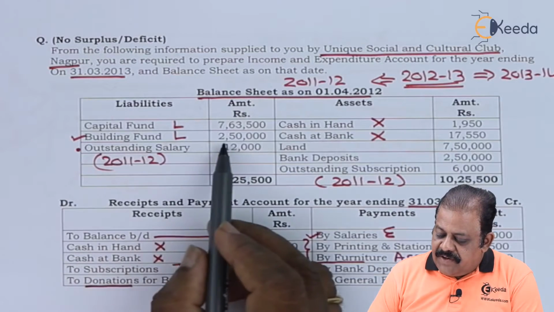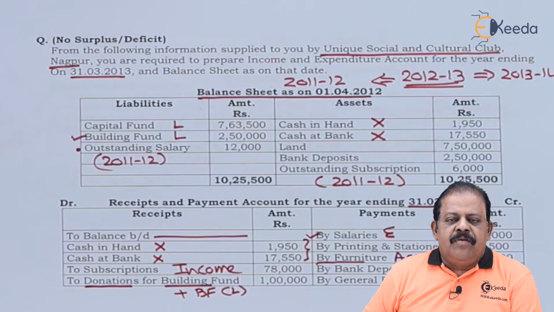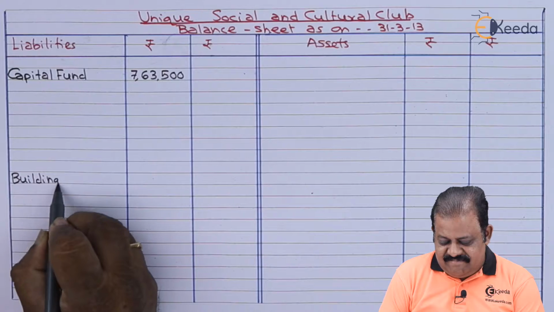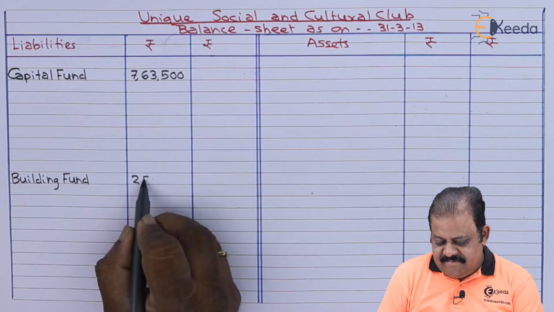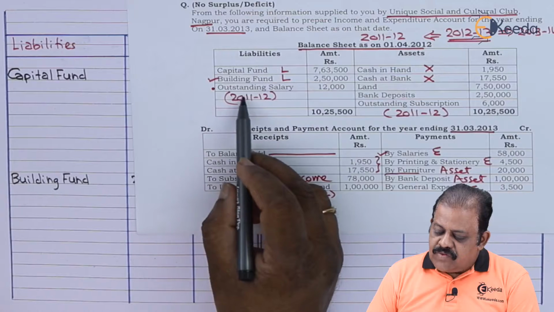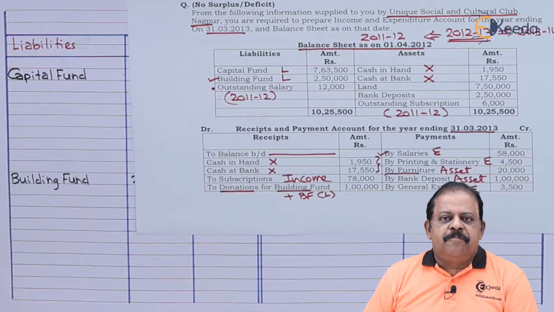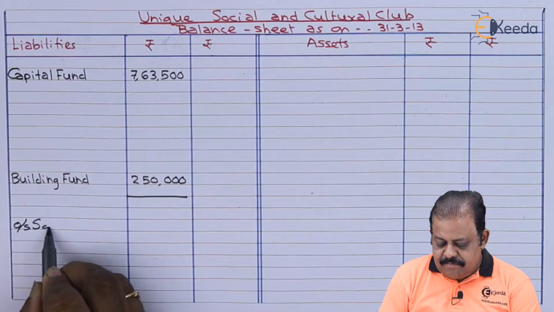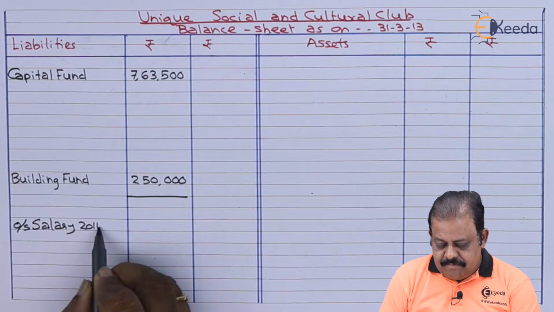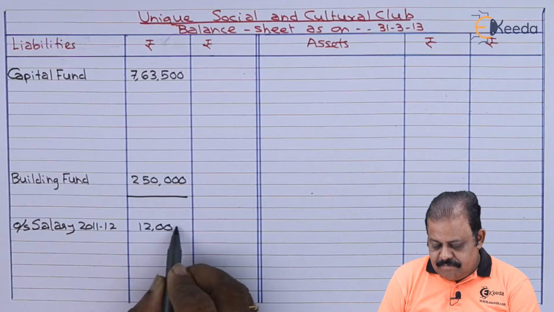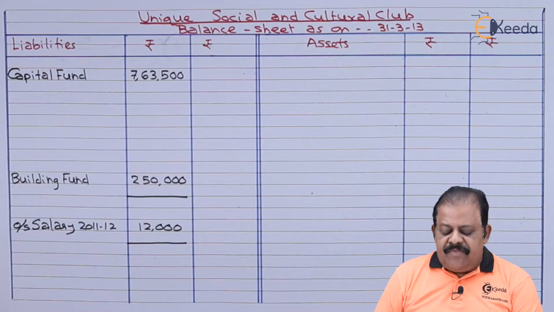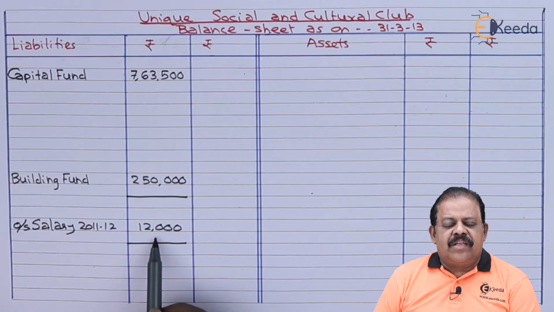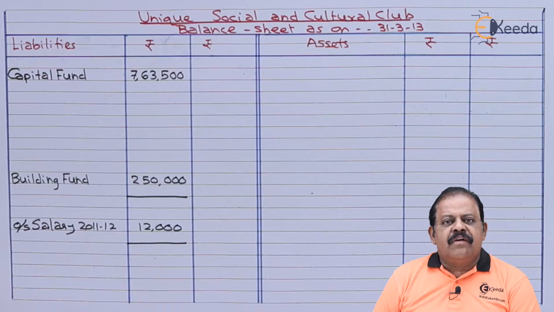Next item, we have building fund 2,50,000. This will be recorded on the liability side. Next, we have outstanding salary 12,000. That is of the previous year. On the liability side, we have recorded outstanding salary of the previous year payable rupees 12,000. This will be paid during the current year.